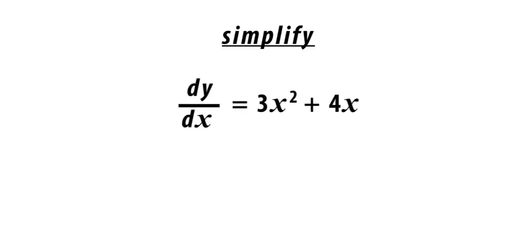Simplifying that will give us dy/dx is equal to 3x squared plus 4x. Simple, isn't it? Good. Example 7.